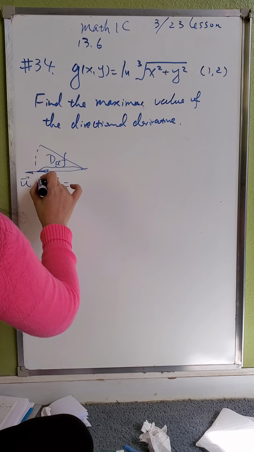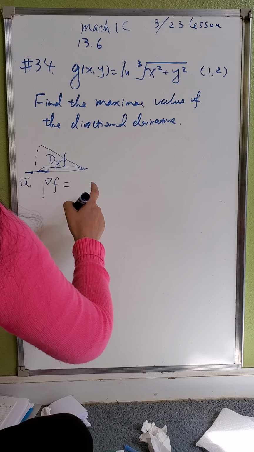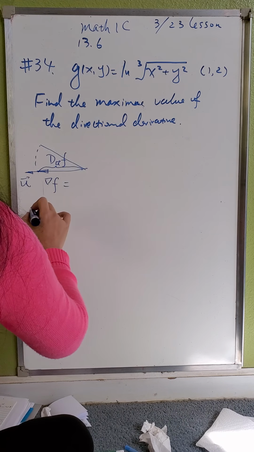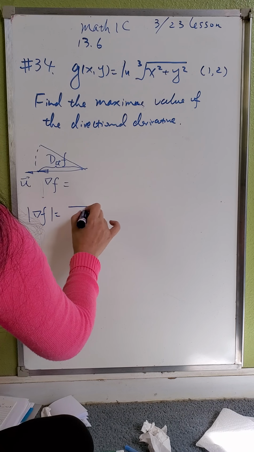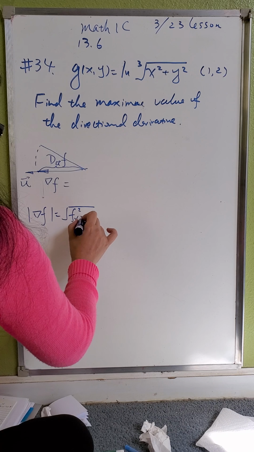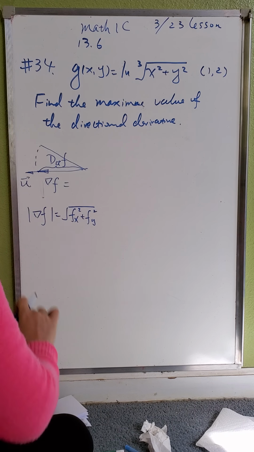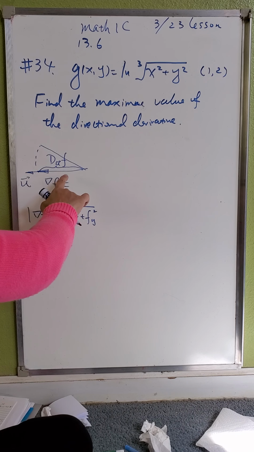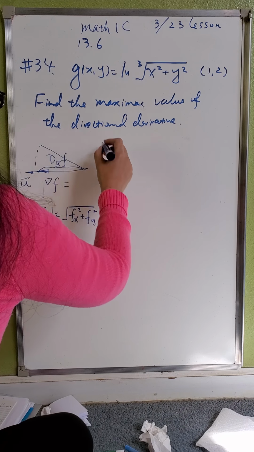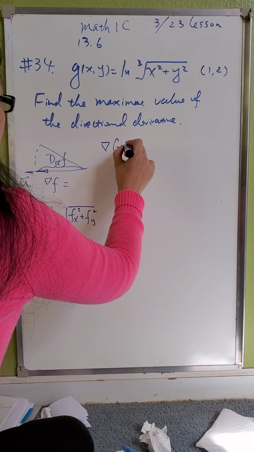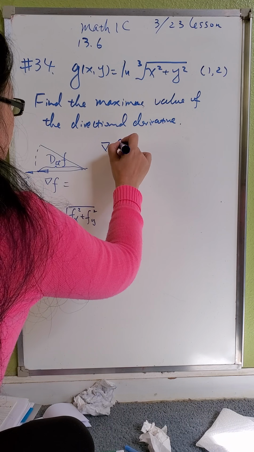Okay, which is equal to, remember the maximum of this one. Okay, the formula is equal to what? It's just the length of del F. So now we just need to find out what the gradient is for that. So we need to find del G. Okay, I want to use this one.